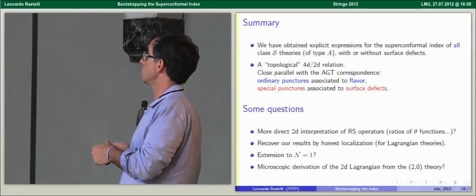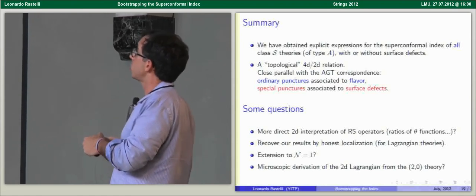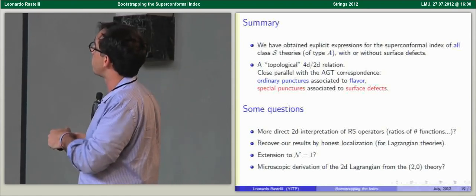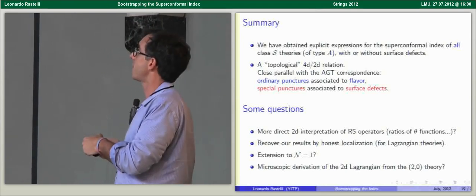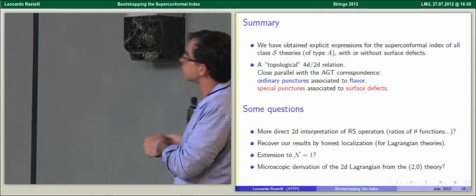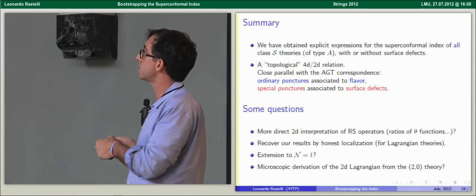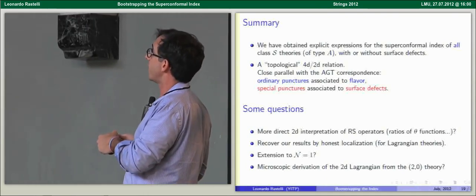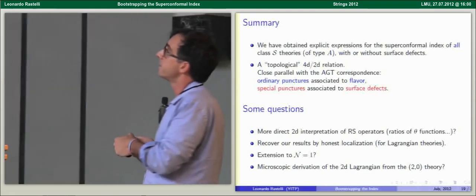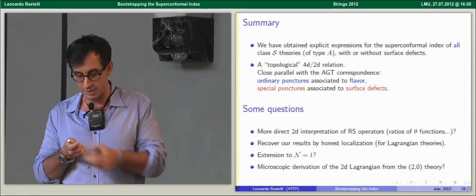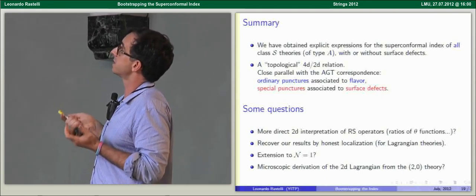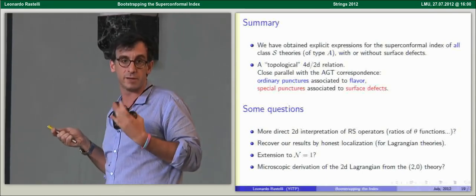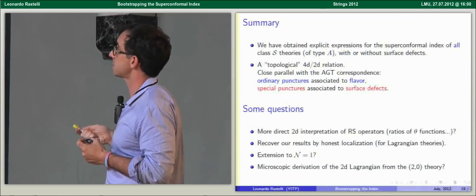Conceptually, I think there's more to do. These RS operators clearly hint at some more direct 2D interpretation because their elliptic theta functions look like two-dimensional indices. It would be nice to recover our results by an honest localization calculation for Lagrangian theories, but keep in mind that the vast majority of our theories are not Lagrangian. That's really where the practical use of this is: we now have the protected spectrum of all the Gaiotto theories, class S theories.